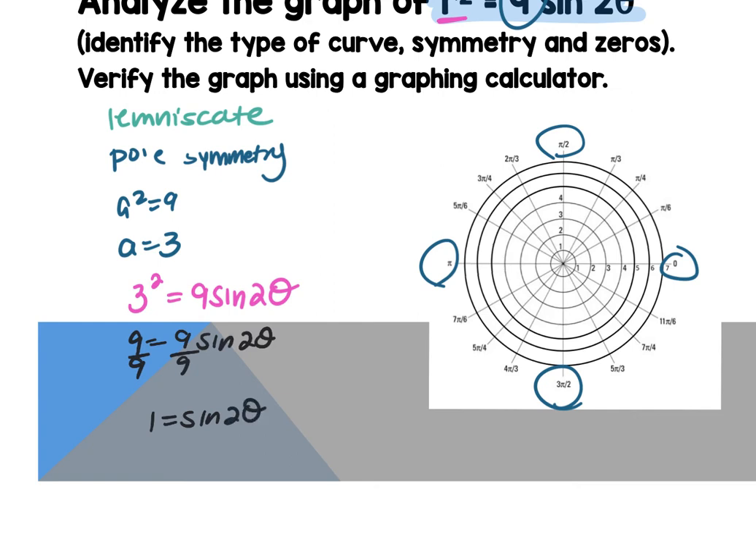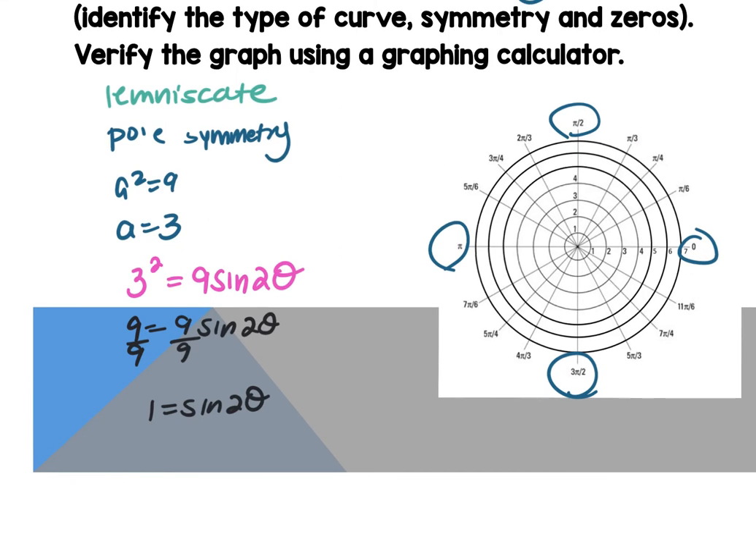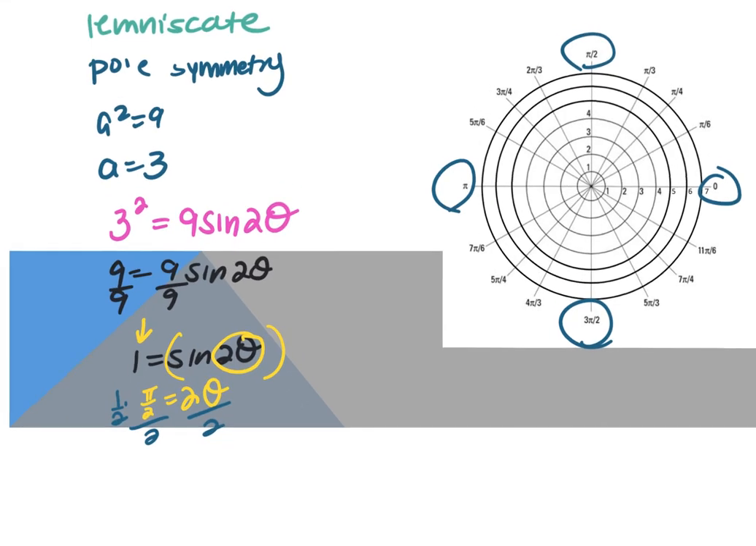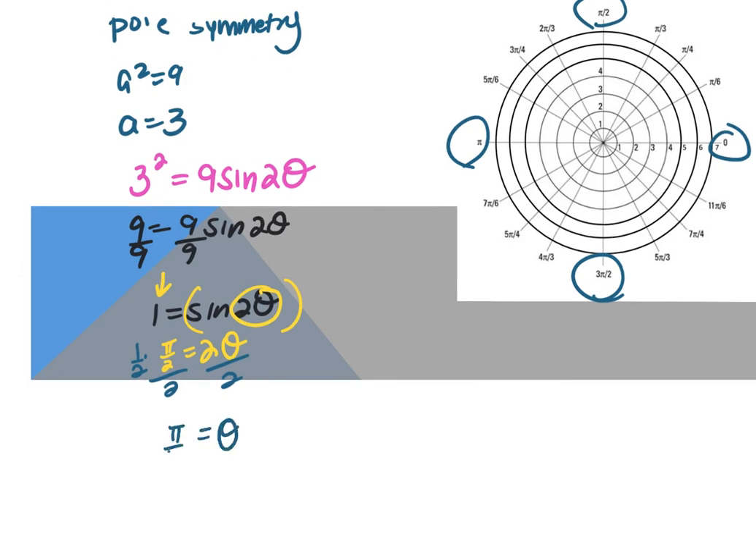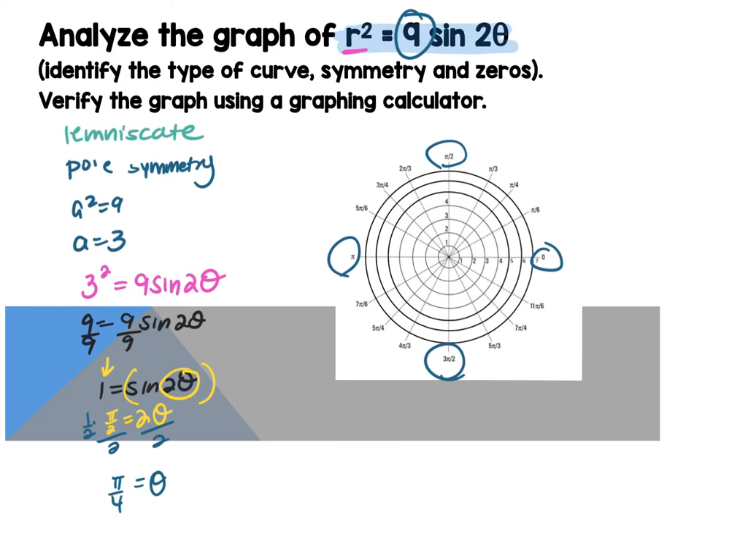I'm trying to figure out from here where sine is 1, and that happens where? First, I'm looking for where sine is 1, right? Why 1 though? Because that's what this says. What it's equal to. Okay. So where is sine 1? Pi over 2. So pi over 2 equals 2 theta, and then I would divide both sides by 2, or multiply by a half, and theta is pi over 4. So that tells me that r is 3 at pi over 4.